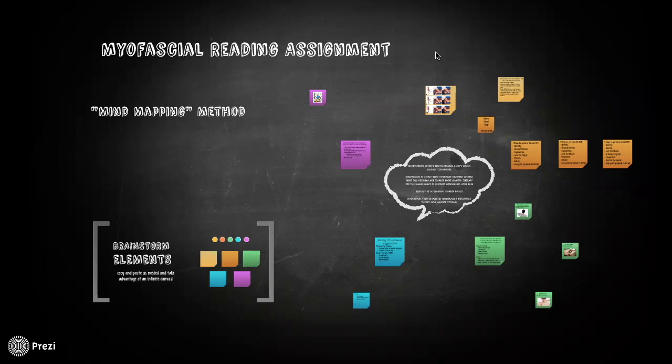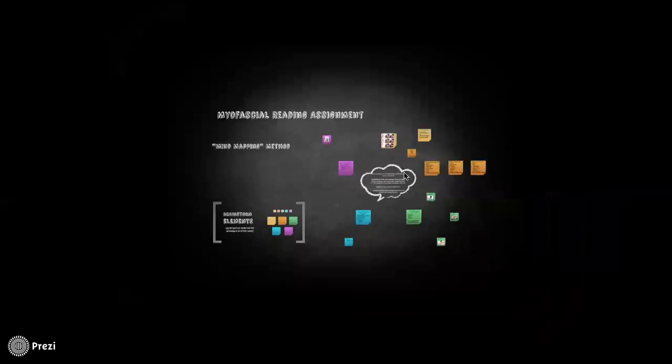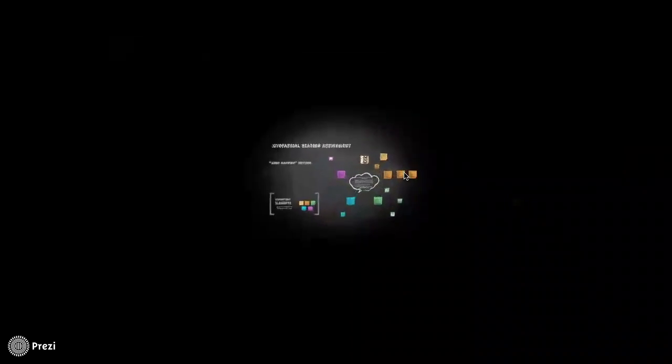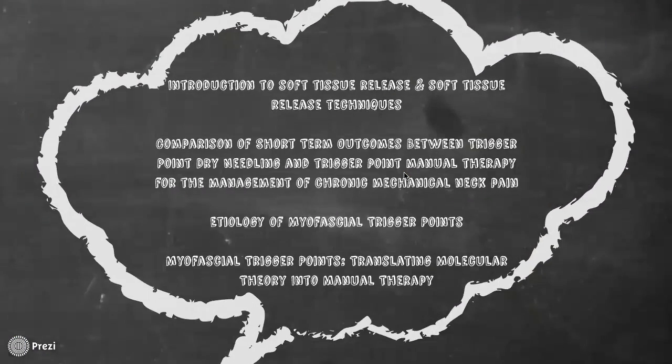As you can see, I used a mind mapping method here. The articles were the central idea of everything, and then everything broke down from there as to what articles we were looking at. So the first thing we're going to do is look at these different articles. Apologize there, I went the wrong way.